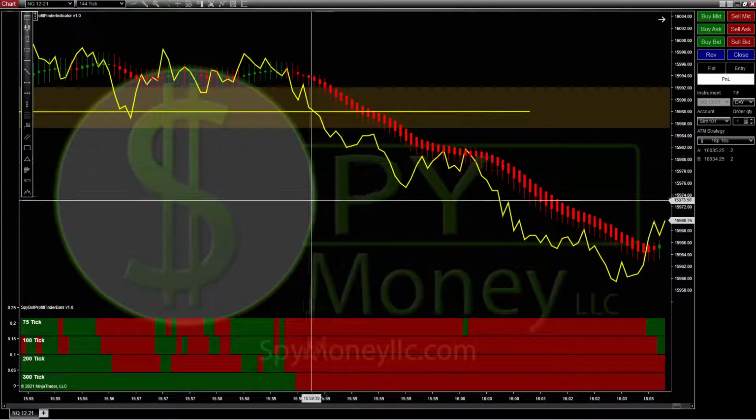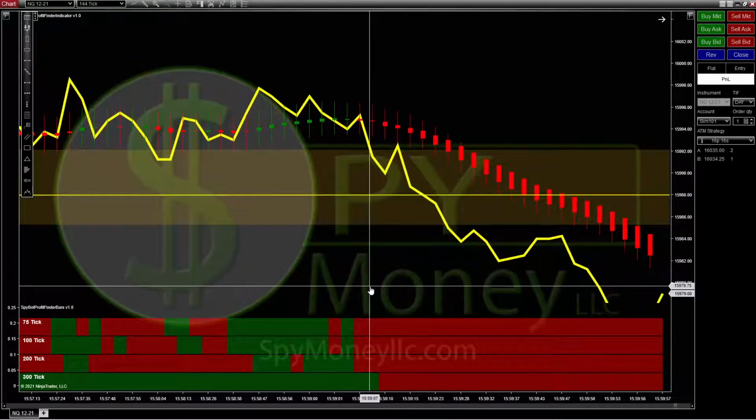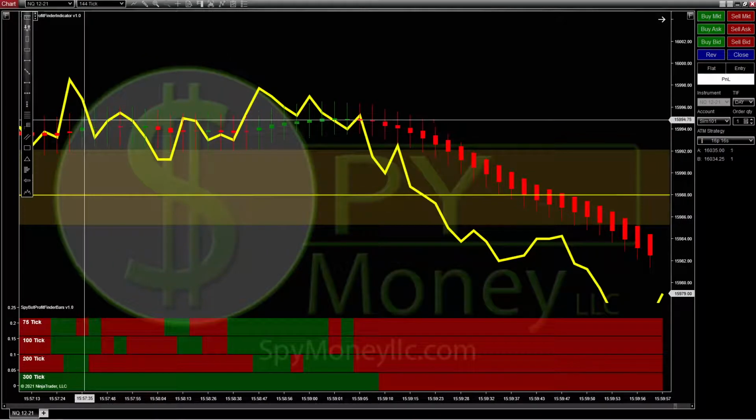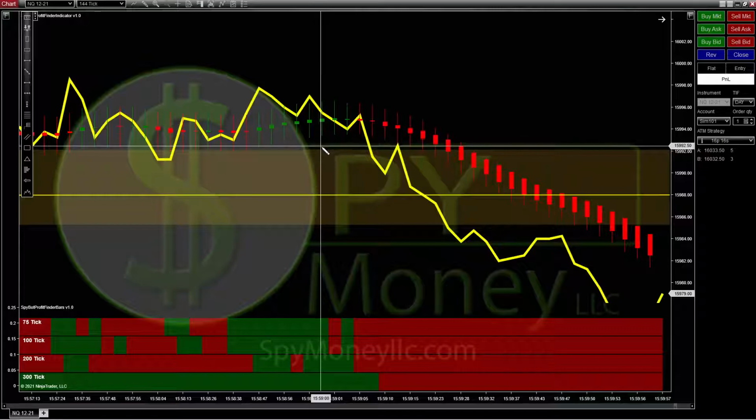So let's look at this on a larger screen. And I want to show you something. This is why I trade the smaller time frames. I don't like drawdown. I hate it. Because I trade large contracts.